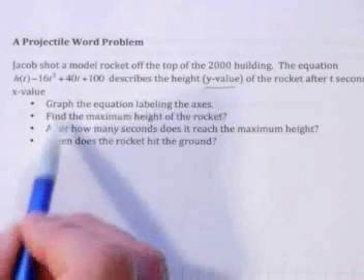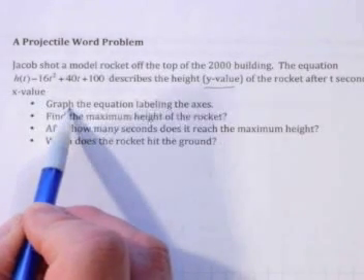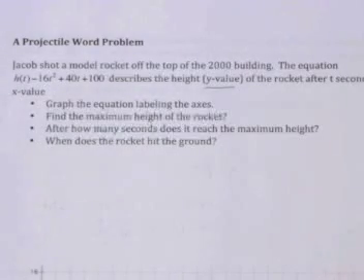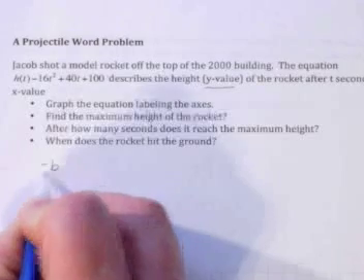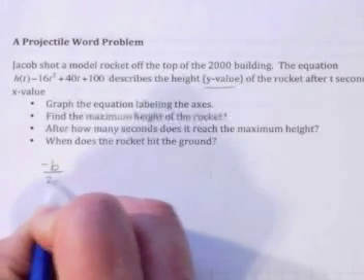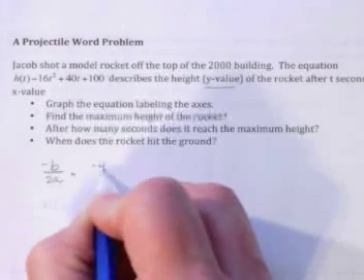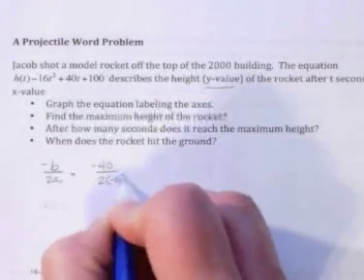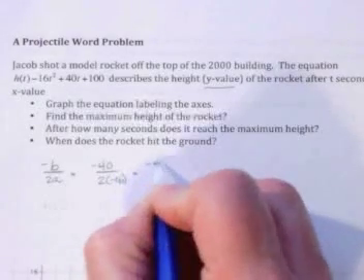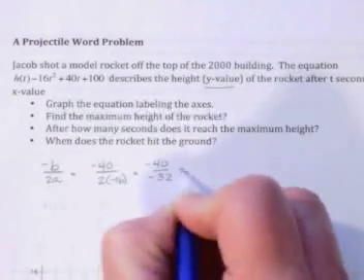The first thing it would like us to do is to graph the equation, labeling the axes. So I'm going to go ahead and graph this equation the way I normally do. The first thing I'm going to do is find the vertex, negative b over 2a. So b is 40, and a is negative 16. And that gives me negative 40 over negative 32.